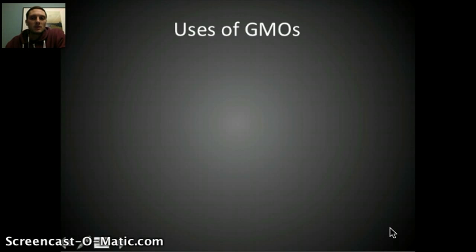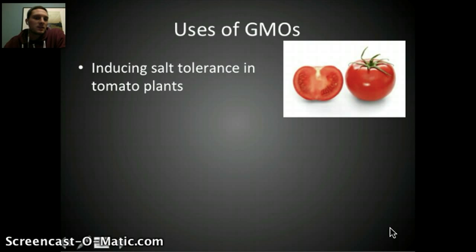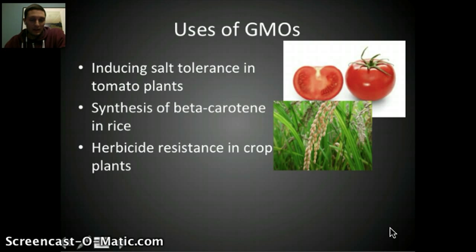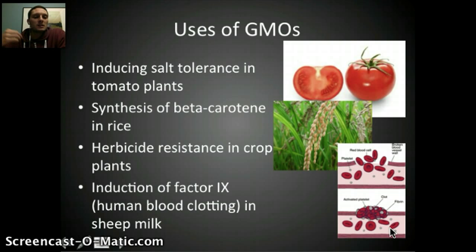And so let's look at some uses of genetically modified organisms. One example would be inducing salt tolerance in tomato plants, actually modifying tomato plants so that they can grow in an environment that is in higher salinity amounts. Another example would be producing rice that has beta carotene in order to be able to produce vitamin A. Another example would be crops being able to resist different bugs, basically having built-in herbicide resistance inside of the crops. And another example would be producing milk, sheep milk, for example, that has factor 9.